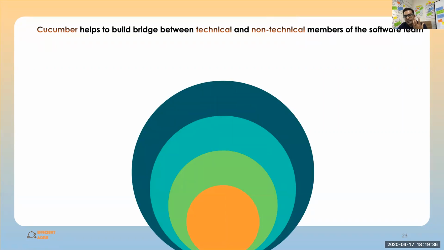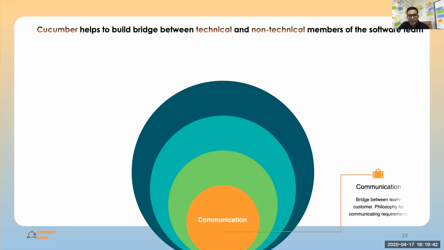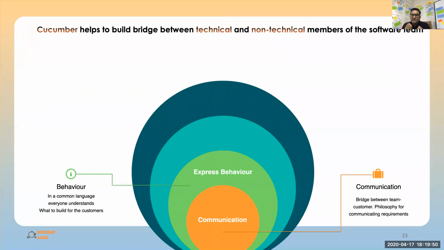If you look at the advantages, and what exactly it talks about, the main thing is communication, the bridge that it builds. And then it expresses behavior. The behavior is the way the product or the software works, the way things work. And it's in a common, simple language that everybody can understand. It's what you're going to build and how it's going to look when your customers use it.